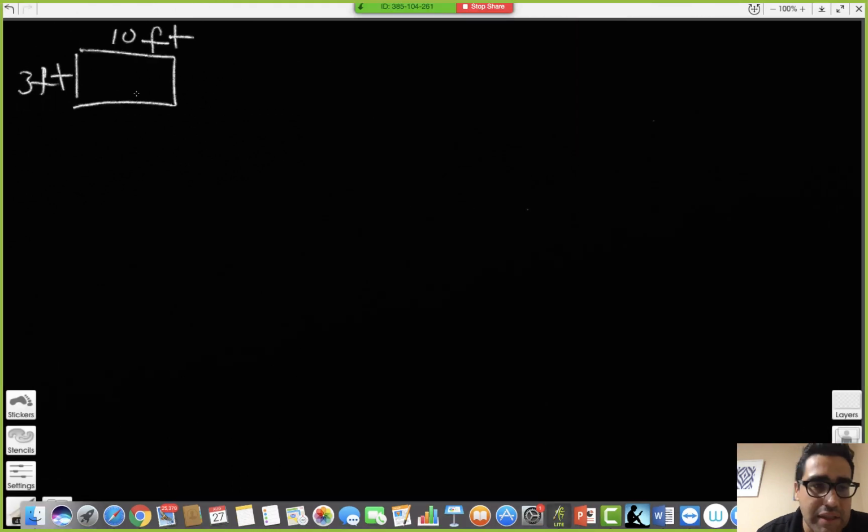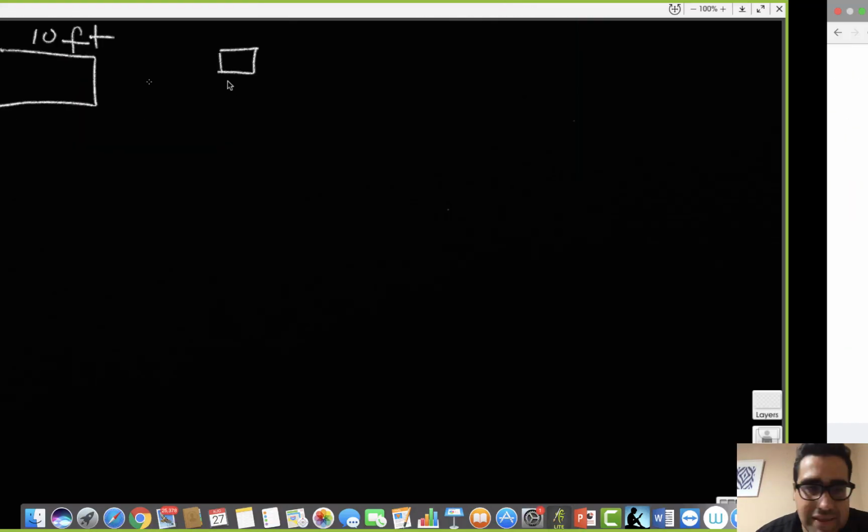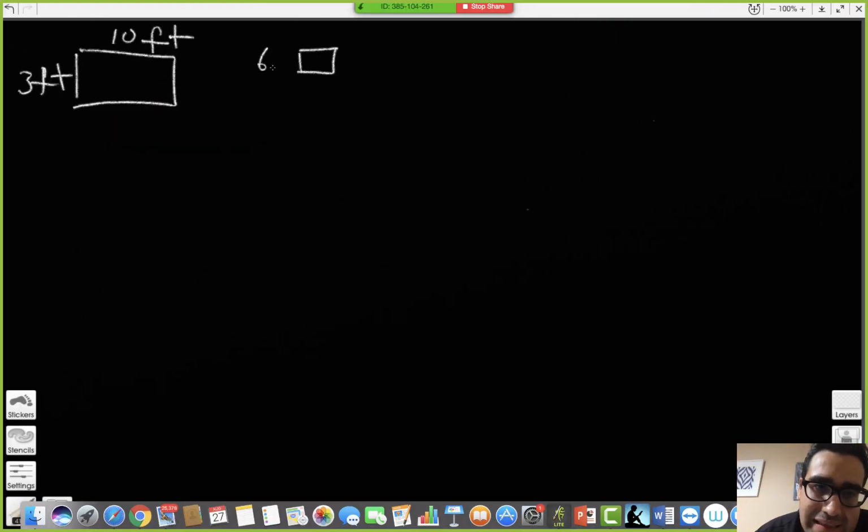So I want to cut the canvas into little pieces, 6 inches by 9 inches. So I'm going to cut little pieces. That is called area. When you cut little pieces, you're covering space. Area. So we have to get the area.